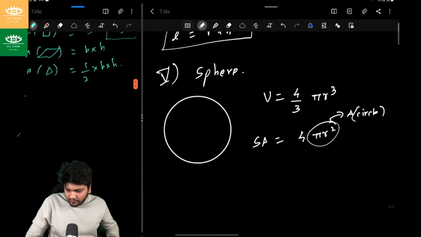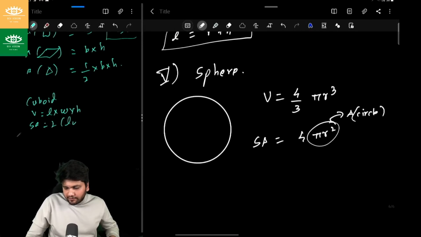Now, first of all, we are talking about surface area and volume. If we talk about cuboid, I won't take cube because cube is just a part of cuboid. Volume is going to be length into width into height. Surface area is going to be 2 times (LW plus WH plus LH).